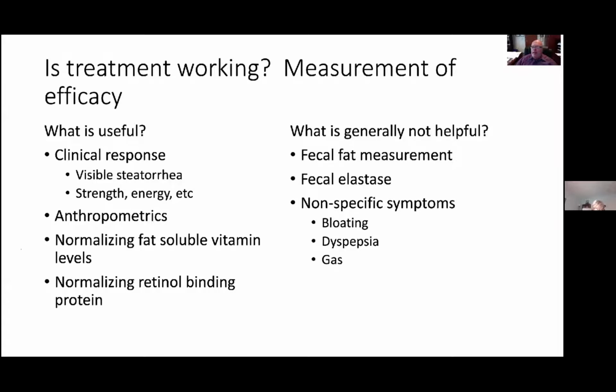What's generally not helpful is repeating fecal fat measurements. They're so inaccurate that doing them again and again is usually not helpful. Fecal elastase, once I've made the decision I'm going to treat them, I don't really check that anymore. And the other thing that's not terribly helpful is very non-specific symptoms. So if they have a little excess gas, a little excess bloating, but they're otherwise responding, I don't find that terribly helpful in helping me decide whether I need to increase the dose. But it would depend on the patient and the severity of those symptoms.